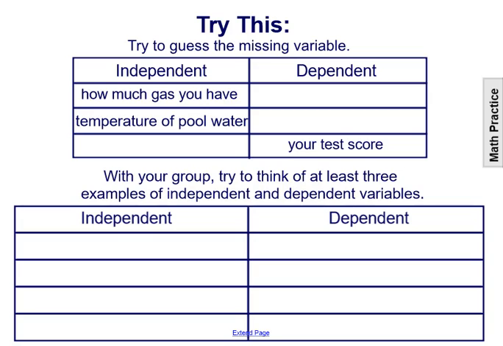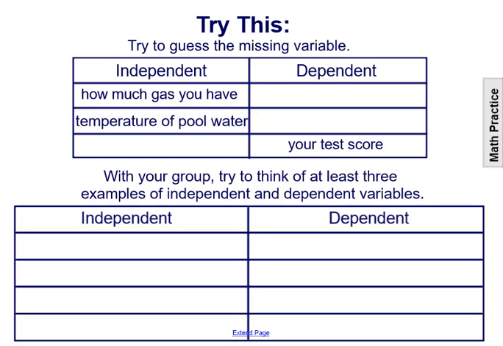So now let's try this. Let's try to guess the missing variable in the table. We have two given independent variables and one dependent, so then we want to find the opposite. In the first row, we have an independent variable of how much gas you have. So think about what relies on how much gas you have. What could you fill in as the dependent variable?